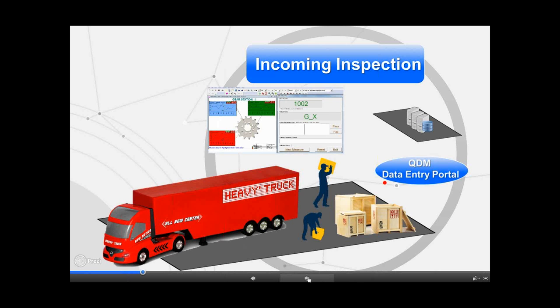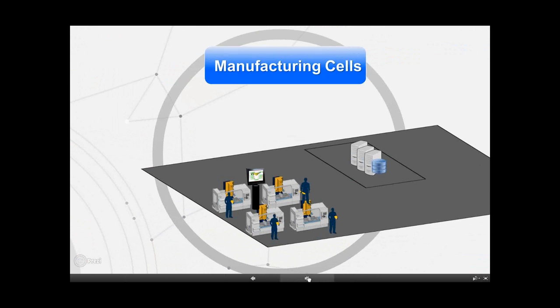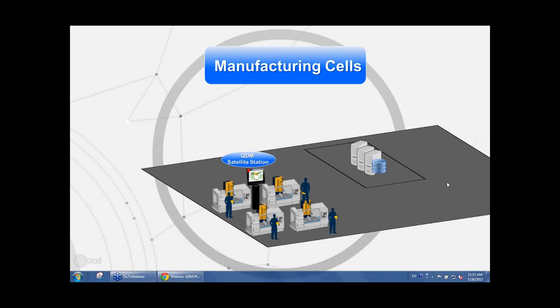All right, so thanks for that. Moving on here, the next cell that we have is going to be our manufacturing cell. This is where the individual parts are made. Maybe this is where we're going to turn the raw steel, do some milling, do some grinding, drill the holes. Again, we're just attempting to meet the prints at this level. And this is where we're going to introduce you to the QDM satellite station. We're going to go ahead and look at an example there.